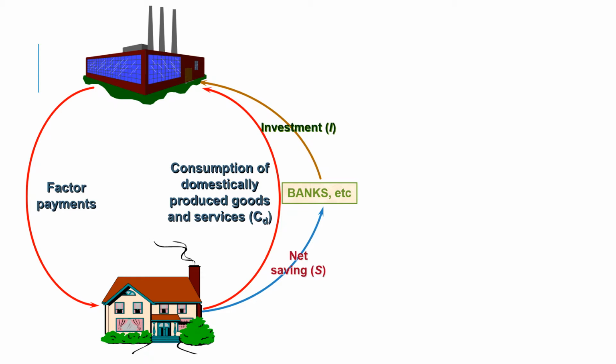The next sector we're going to introduce is the government sector. The government collects taxes primarily from households, and when a household pays tax, that reduces the consumption of goods and services, because that money can't be spent on goods and services; it's being collected as tax. The flip side of that is that governments often spend money themselves.